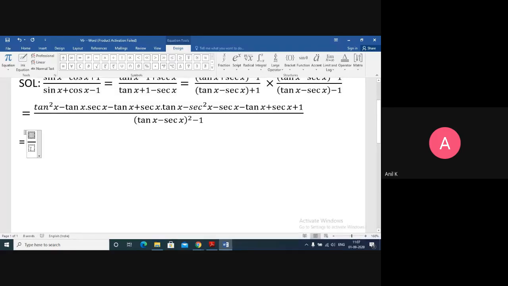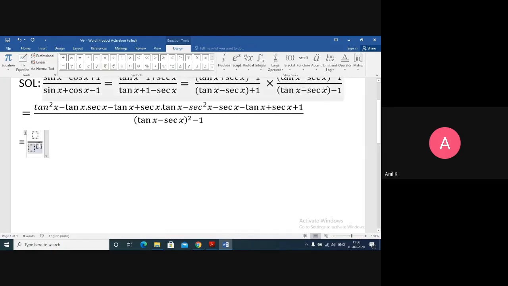Okay, now let's see. First the denominator, let me expand. The denominator is in the form of a square minus b square. Can I expand this one, a square minus b square? Okay, I'll keep the denominator as it is for timing. Let's see if I require it in the next step. And then let me expand only the numerator. This is a minus b whole square.